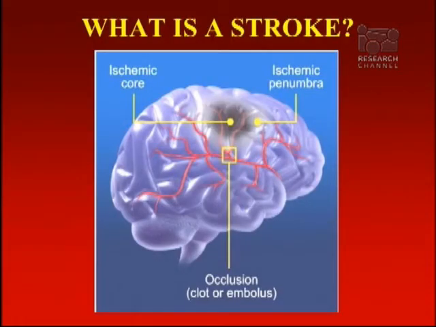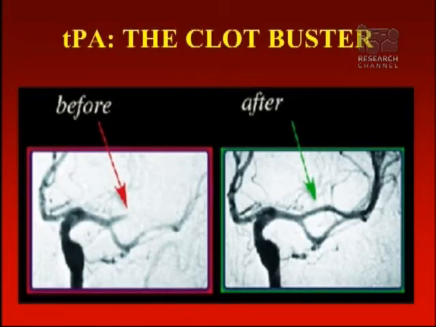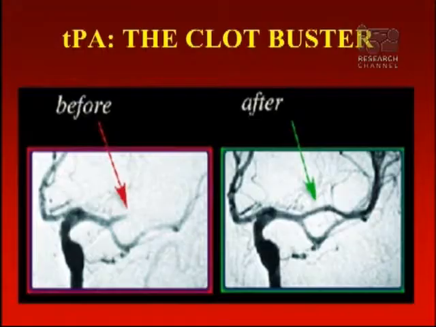So it follows that if strokes are caused by blood clots, then stroke treatment should be aimed at removing the clot. Enter TPA, the clot buster. Many of you may be familiar with TPA. It's the only FDA-approved medicine for the treatment of acute stroke. And what you see here, this is another angiogram, and this is a blood vessel. And here you can see that the contrast in the blood vessel stops. And that's because there's a clot there that's occluding the flow of contrast. After TPA, you see that there's resumption of flow.